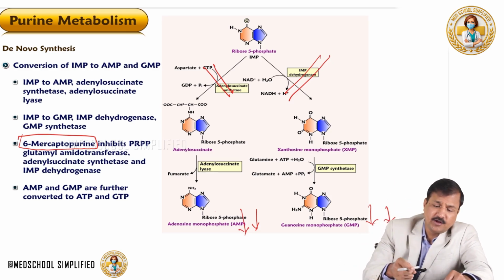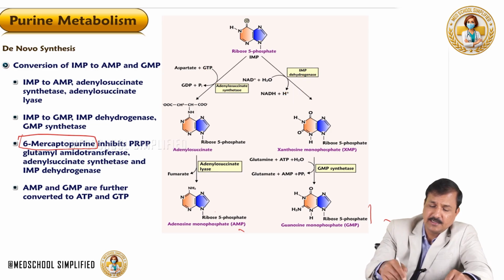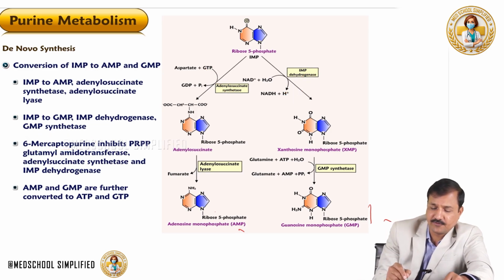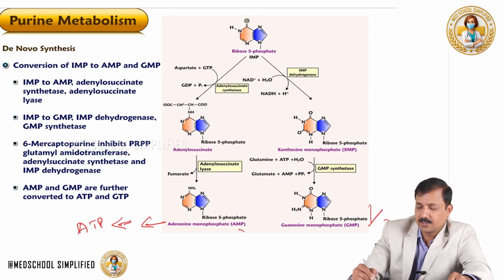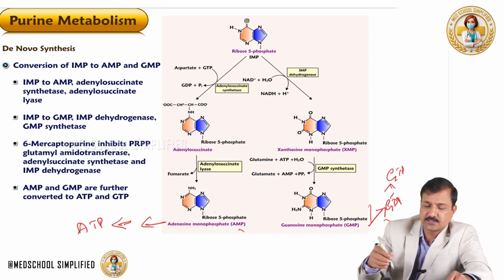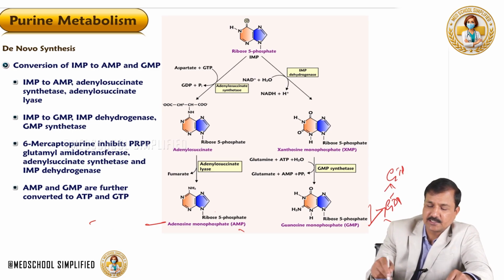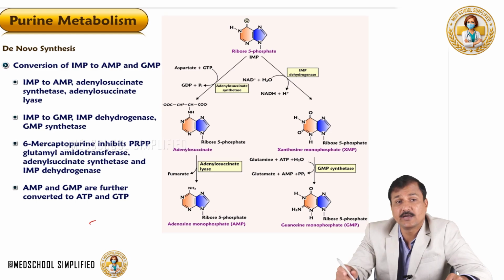Okay, so if all goes well and there is no inhibition, then you get AMP and GMP. AMP can be further converted into ADP, and ADP into ATP. On the other side, GMP can be converted to GDP, and that GDP can be converted to GTP. So this is how ATP and GTP can be made, and they can be taken towards RNA formation.